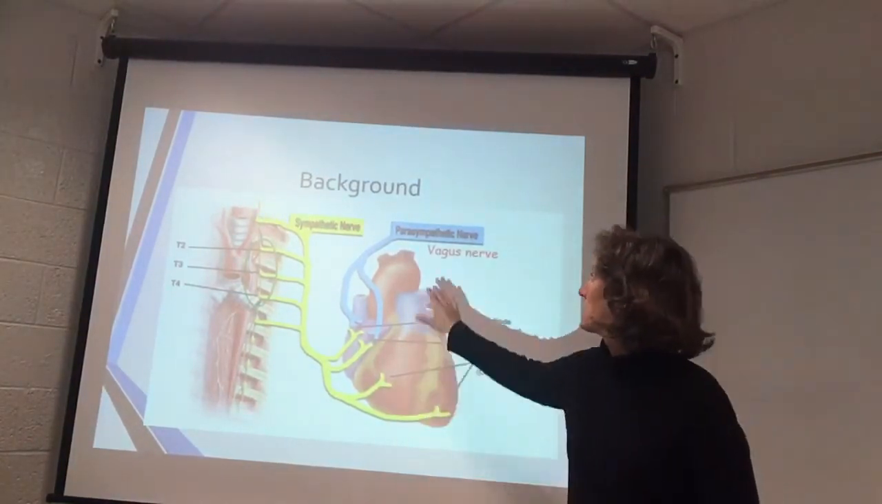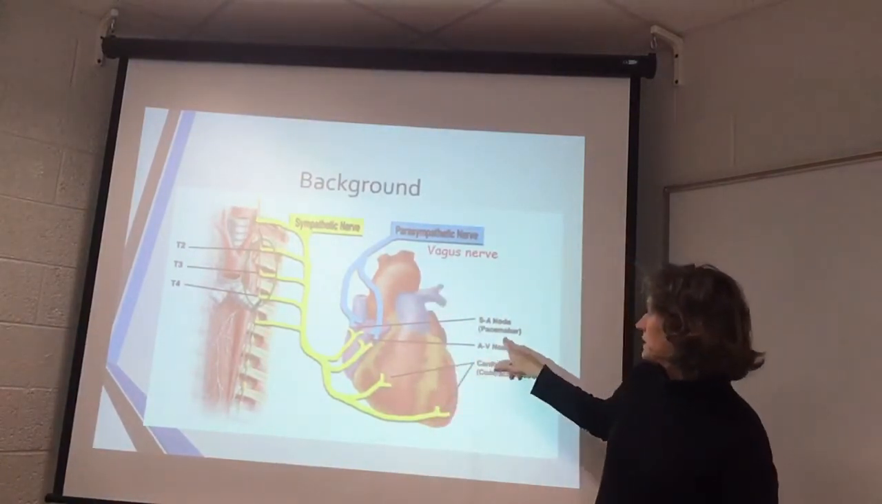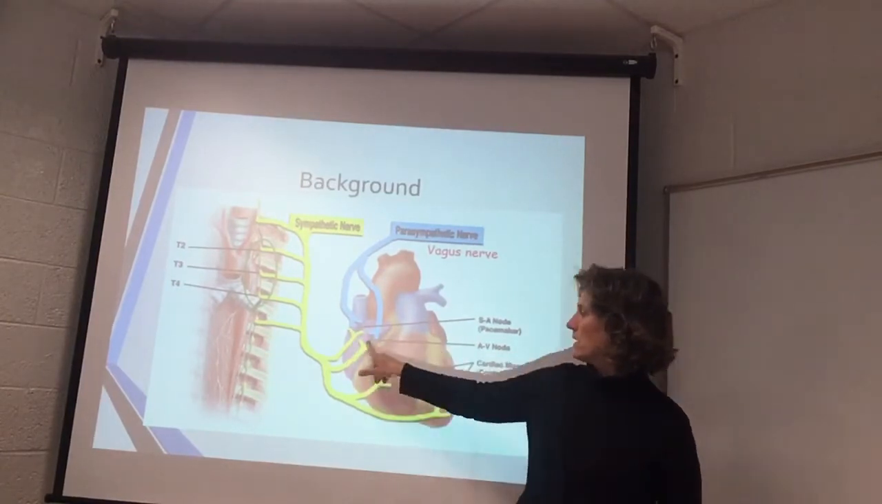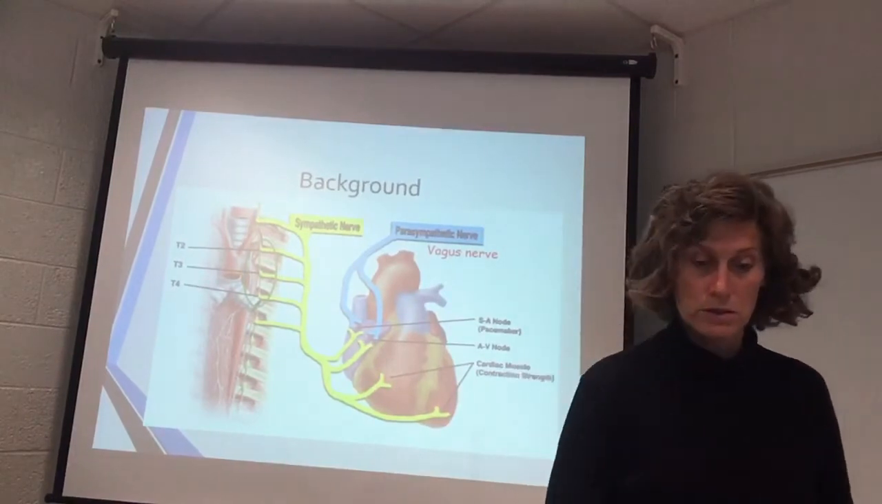So the parasympathetic nerve is also referred to as the vagus nerve. And again, I've just labeled these here. There's the SA node, the pacemaker of the heart, and the AV node. And there's innervations to the cardiac muscle.